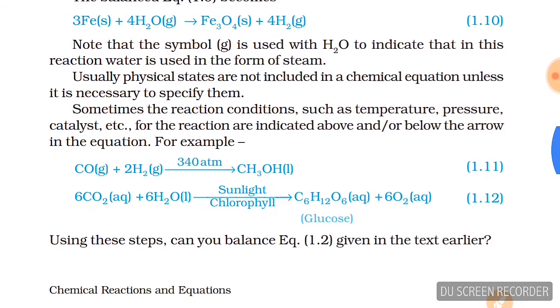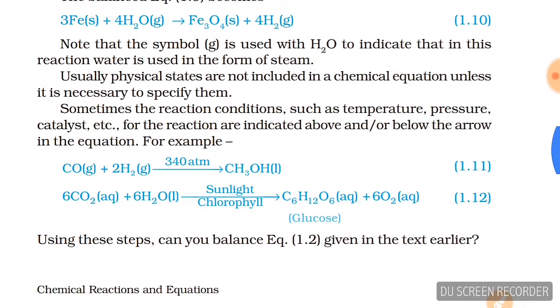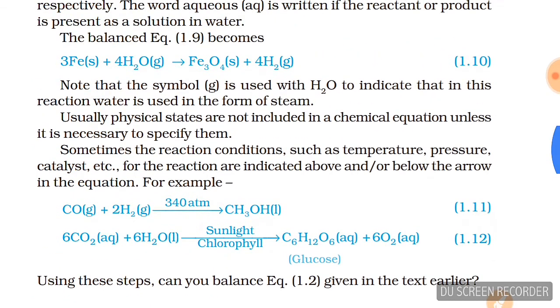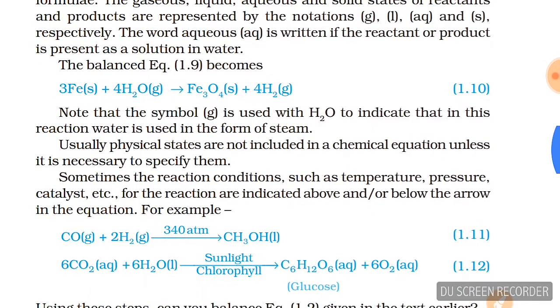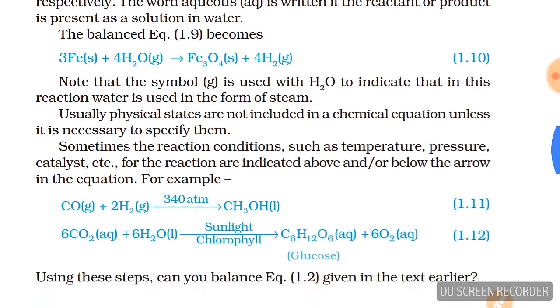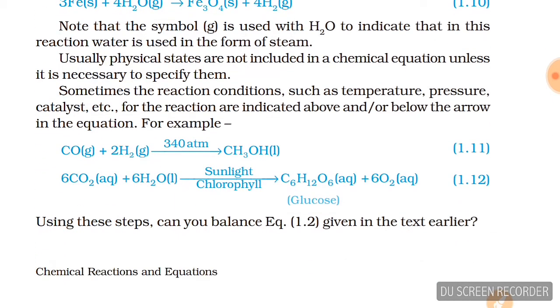So we can write this. So here is the equation. Fe is used in which form? Solid form. And H2O is in which form? Gaseous form. And Fe3O4 is also in the solid form. And H2 gas is evolved, so G for gaseous form. Sometimes we can write the temperature or the pressure also.